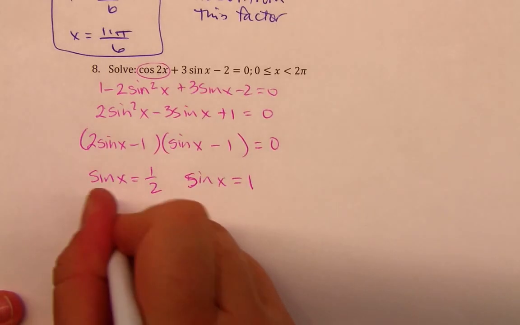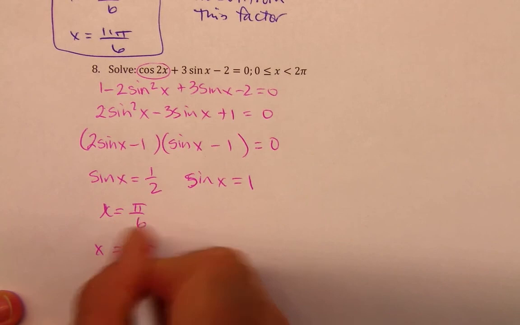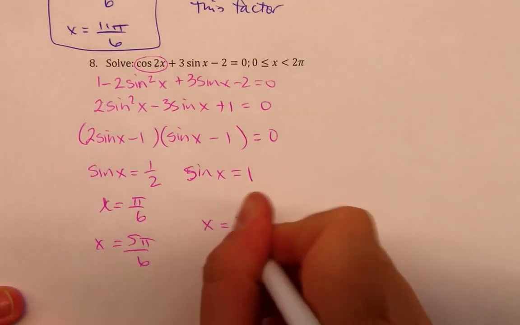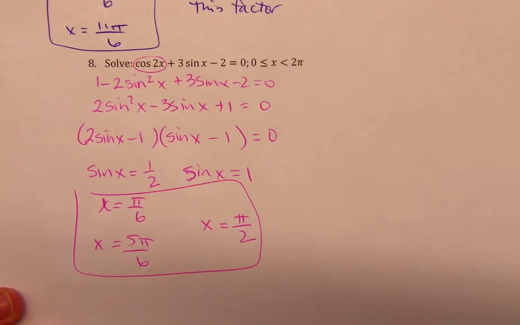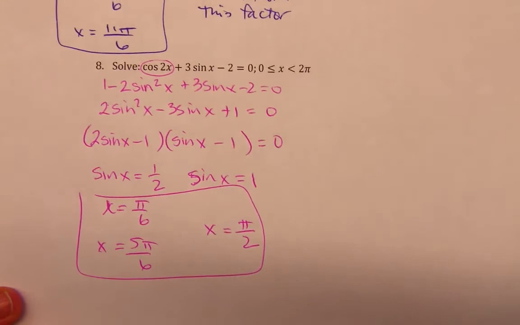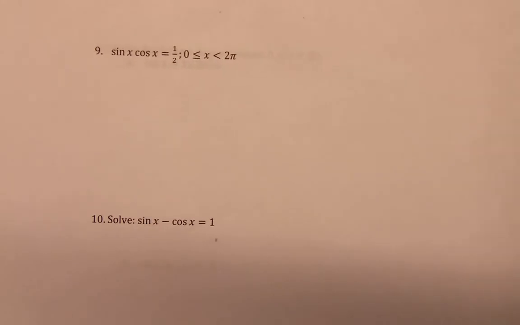Sine x equals 1/2 happens at x equals pi over 6 and x equals 5 pi over 6. Sine x equals 1 happens at pi over 2. So those are my solutions. Okay, I'm going to move on to the next page now. We have a few more examples here.